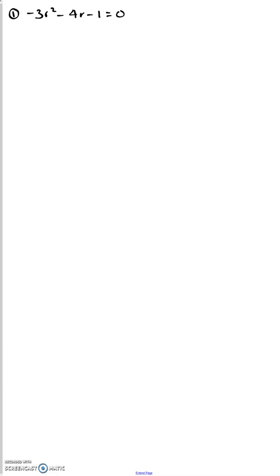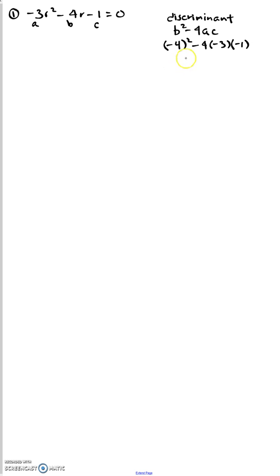We are going to just solve this quick problem looking for the discriminant and the number of real zeros. So what I'm going to do first is just look at the discriminant. And the discriminant is b squared minus 4ac. So here's our a, here's our b, here's c. So I have negative 4 squared minus 4 times negative 3 times negative 1.